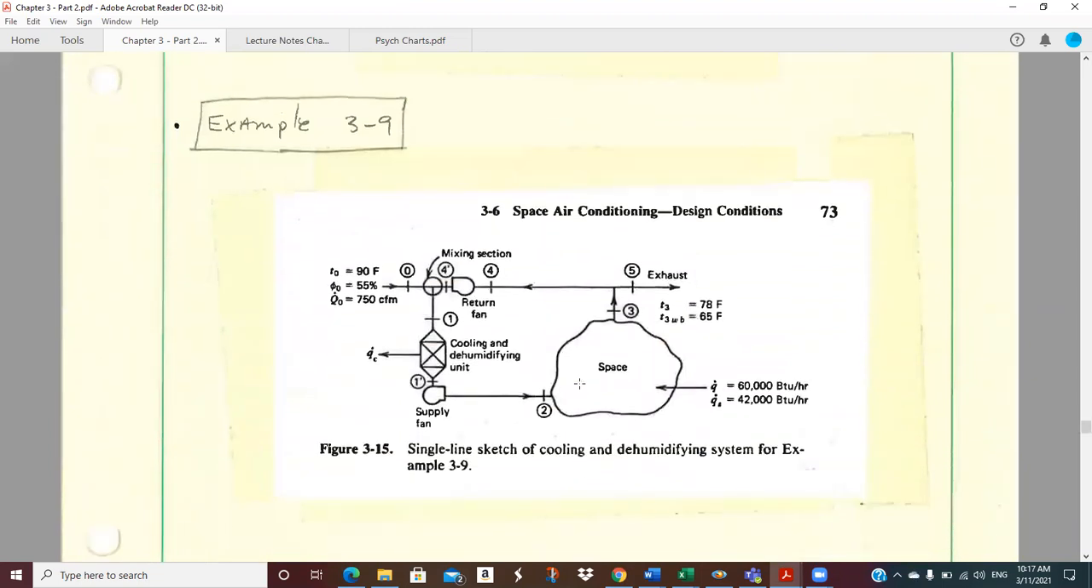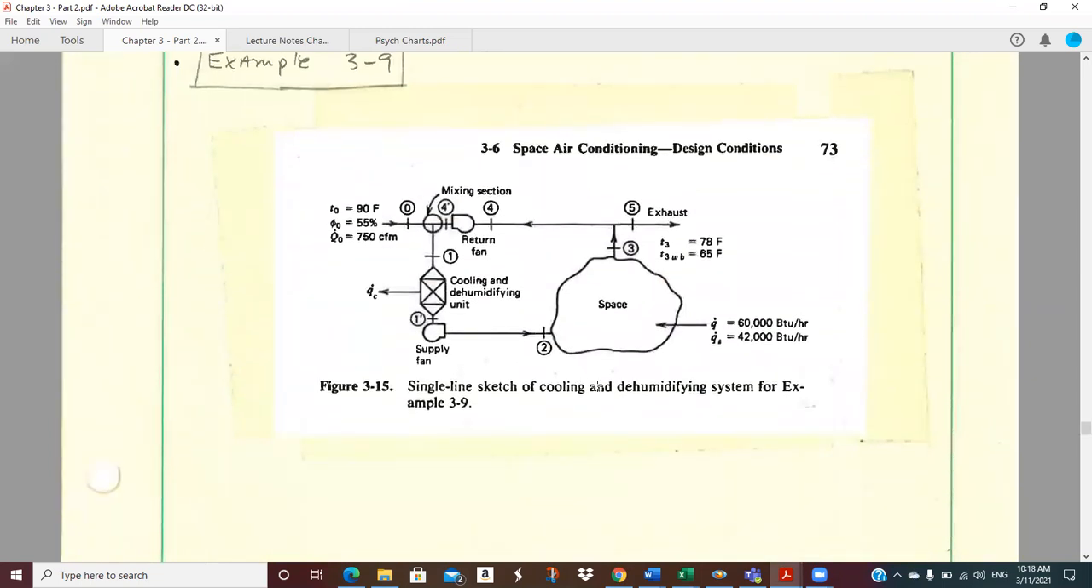Okay, let's move on to our first system, example 3-9. This is pretty good, and it simulates what actually happens in the design world. Here's a space, and we simulated it. This is the result from the HAP simulations from the Carrier program. The total load is 60,000 BTUs an hour, and the sensible load is 42,000 BTUs an hour. So the sensible heat factor is 42 divided by 60, which is 0.7. Wow, how convenient. That's his favorite number, but that's fine.